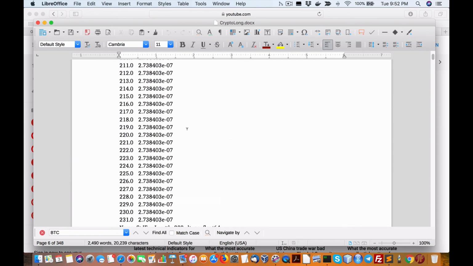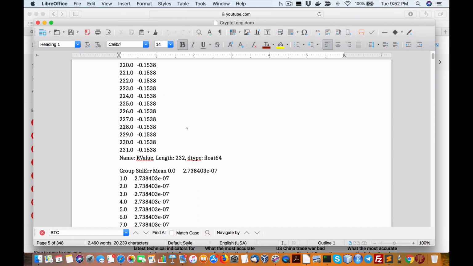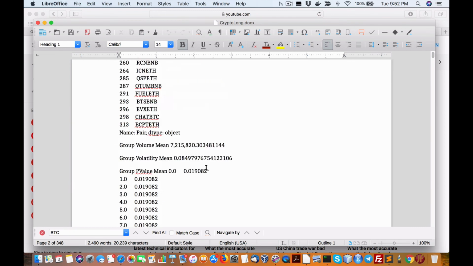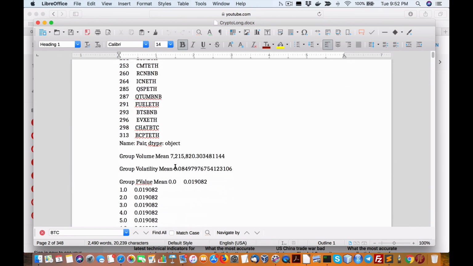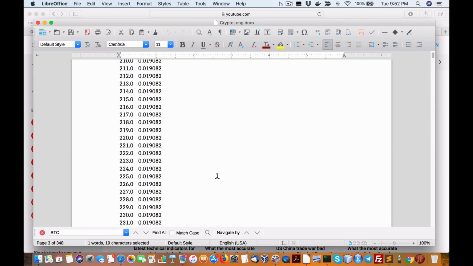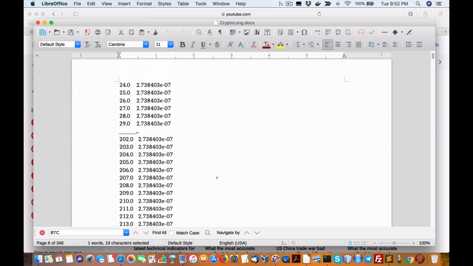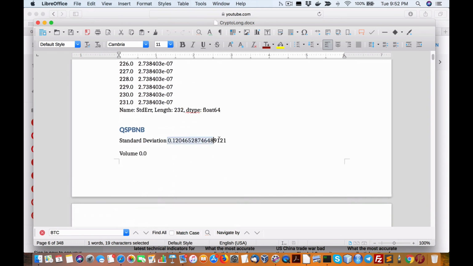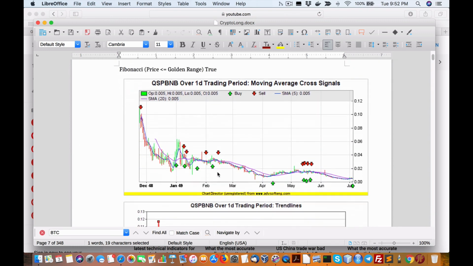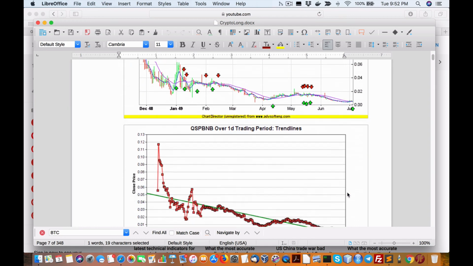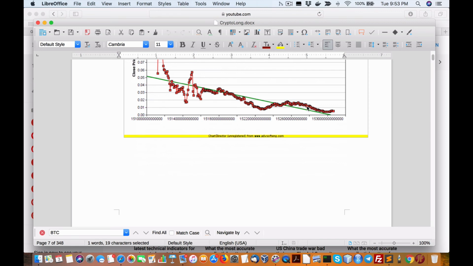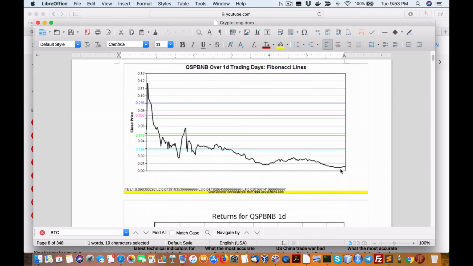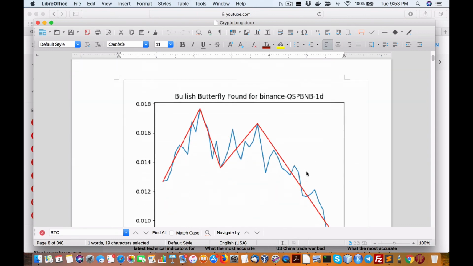So here we have, now always remember, I do capture the group momentum of the standard deviation, which is this one right here, 0.08, as well as our group volume, which is 7,215,000. Okay, so when you look at this first crypto pair, the first one being QSPBNB, the volatility is fairly high. Here we have our buy signal is very recent, using those crosses. Again, we are above trend. We are below our Fibonacci overall, but we have more daily returns historically that are on the negative side.